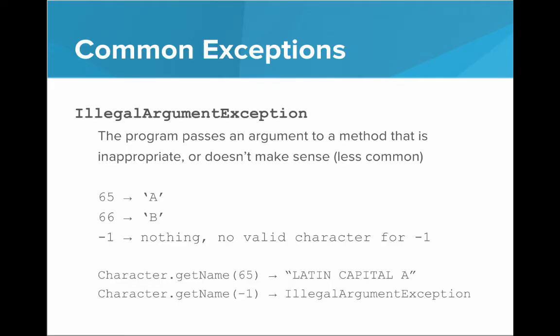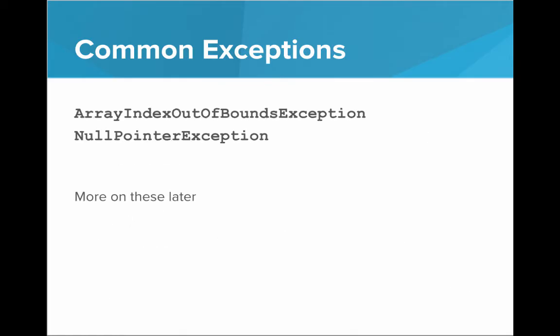Turns out there's a method on the Character class called getName that takes an integer and returns a string. So if we call getName of 65, we'll get Latin capital A because 65 corresponds to A. If we call getName on negative one, that's when we would see an illegal argument exception. Even though negative one is the correct type, it's an int, it doesn't really make sense to pass negative one to Character.getName because there are no valid characters for negative one. This is when an illegal argument exception is thrown.